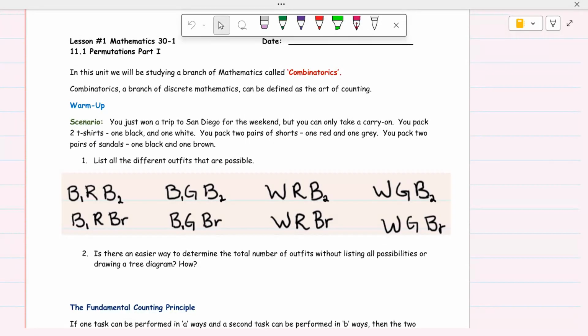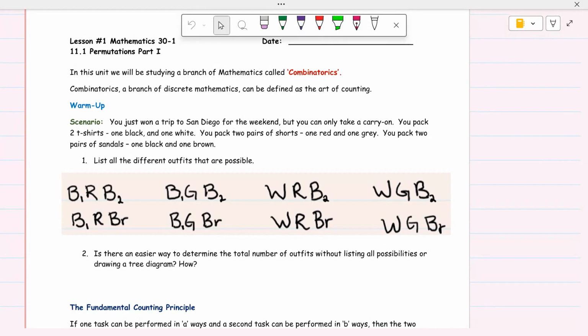Because they could make 8 different outfits if they didn't care about matching certain things together, right, with no restrictions. All right, so is there an easier way to determine the total number of outfits without listing all the possibilities or drawing a tree diagram? Did you guys figure out what you could do to get an 8? Right, times all the things. Exactly. Times all your options of outfits by each other.